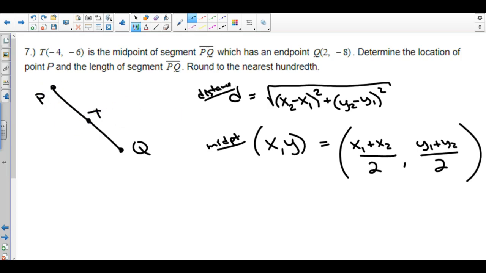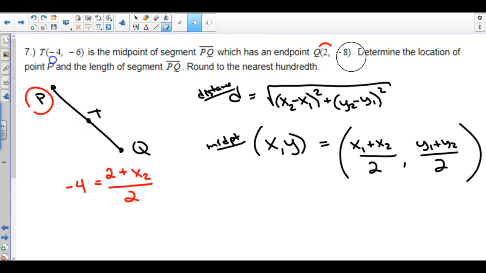So T is the midpoint. So I'm going to start by substituting some values into this equation. The x part is -4. So I'm going to take that -4, and I know that -4 is going to be the average between this 2 and whatever x value we have from P. So I'm going to just call that x2. I'm going to do the same thing then for my y values. I know that my -6 is the average between this -8 and whatever my other y value is.